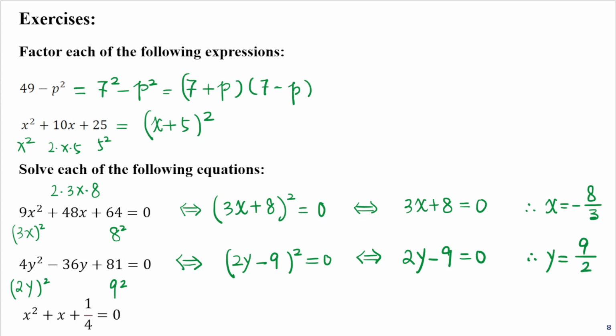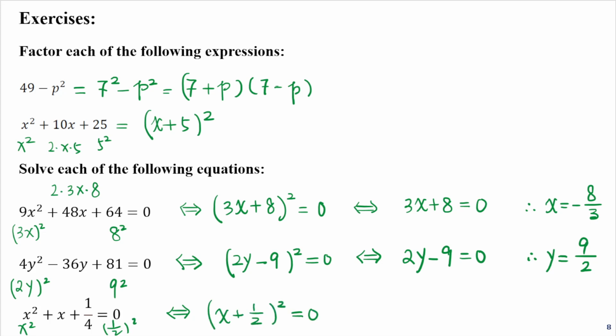Okay, last one, the first term is x squared, and the last term is (1 over 2) squared. And 2ab gives us x exactly in the middle, right? So we can rewrite this equation as (x plus 1 over 2) squared equals 0, which gives us x plus 1/2 must equal 0. Therefore, the solution is x equals negative 1 over 2, right? Okay, have a look at the question here. Any questions you want to ask?